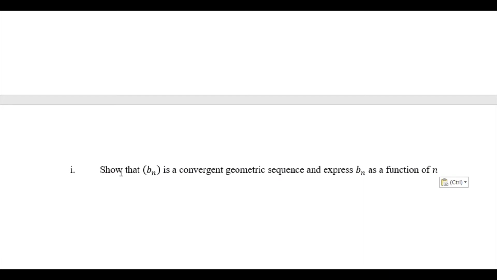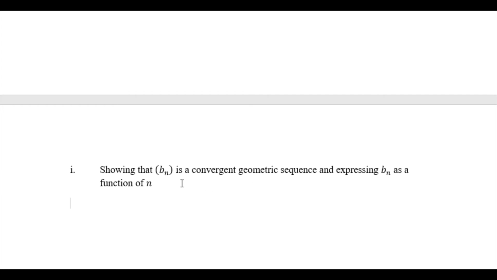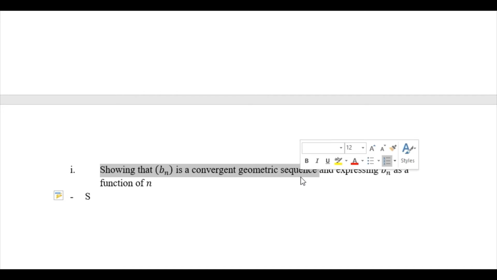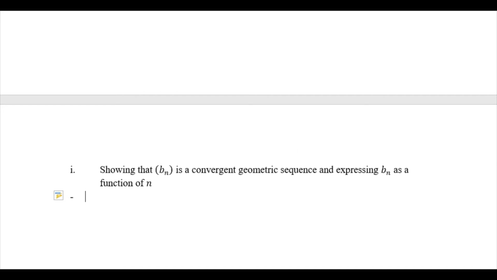So we are showing that b_n is a convergent geometric sequence, and expressing b_n as a function of n. Let's begin with the first part. Let's first of all show that b_n is a convergent geometric sequence.